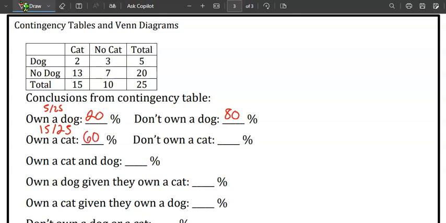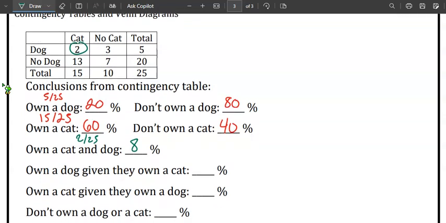60%. And then don't own a cat would be 40%. 60 plus 40 would be 100%. Those are complements of each other. Now, to own both a dog and a cat, they would only look at this number, 2 out of 25. %.